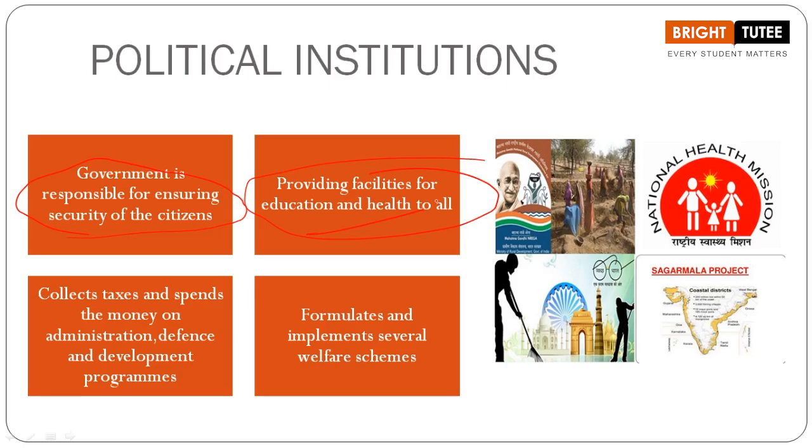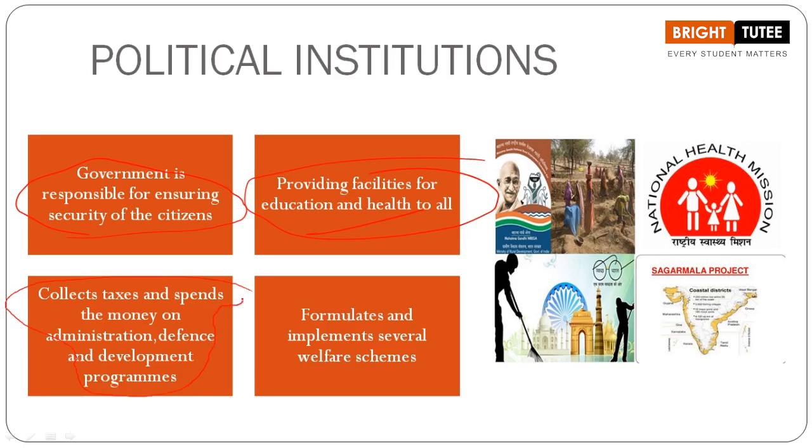Apart from that, collecting the taxes. Now, regarding this point, you can ask your parents how they pay the taxes, right, students? Each and every individual who is earning has to pay a certain amount to the government. Now, this amount that they are paying as tax is the amount that the government spends on administration, on defense, on development programs, on various schemes, right?